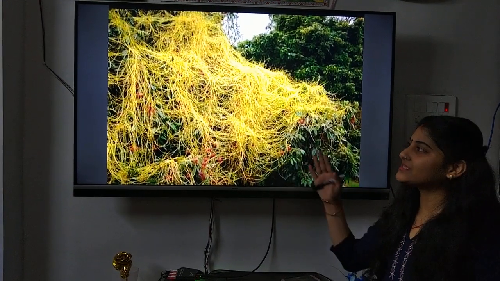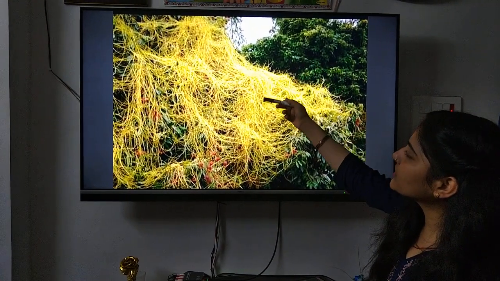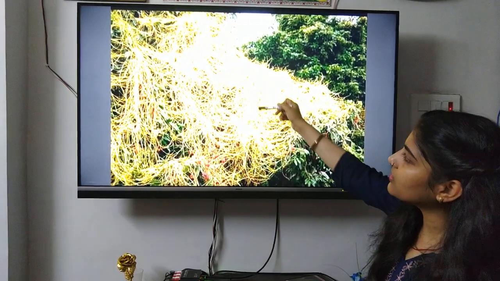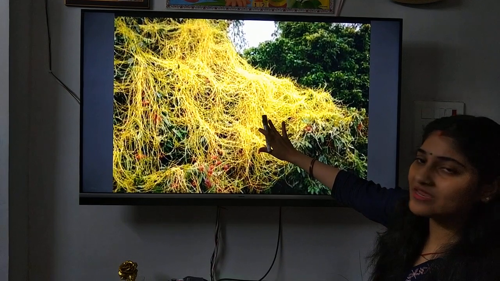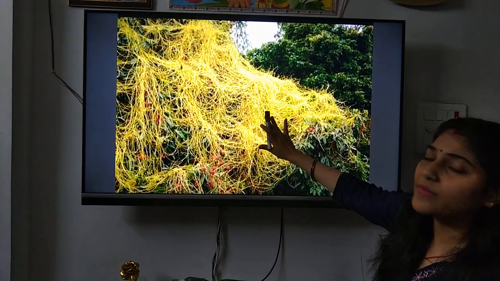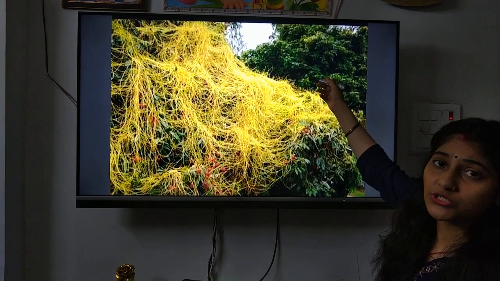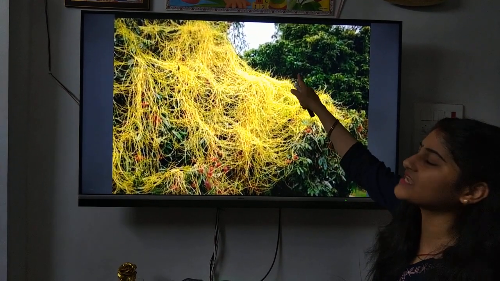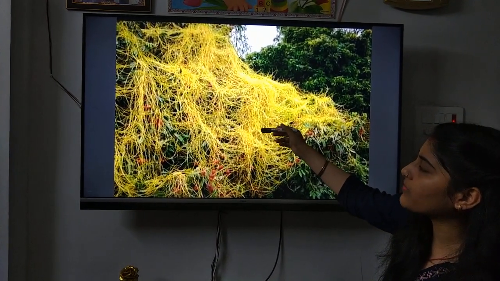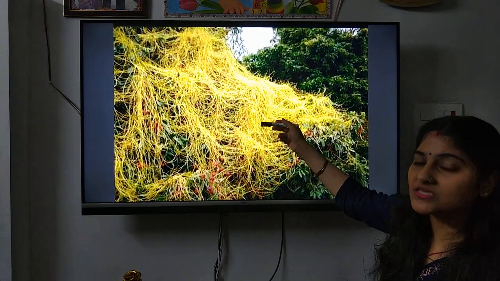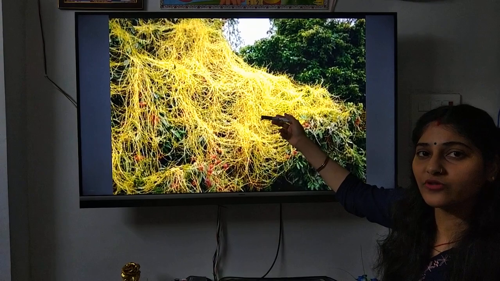As you can see in this diagram, here you can see this green plant. Over it you can see a yellow colored plant, that is the climber. This is a non-green plant, so it is the parasite. And the green plant, you can see, is the host plant from which this parasite is taking its nutrition. The name of this yellow plant is Cuscuta. This is an example of a parasite, or you can say it has a parasitic mode of nutrition.